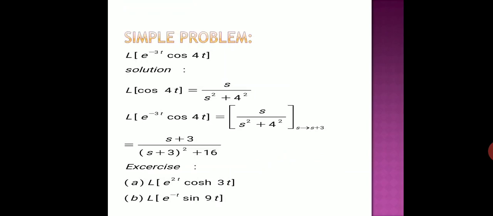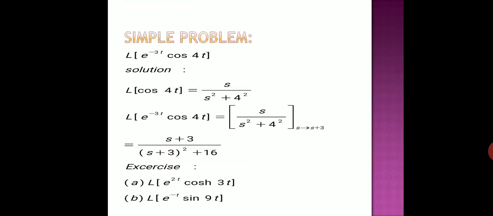Okay, L of e power 6t. Here also the same. L of e power at is equal to 1 divided by s minus a. Then with a replaced by 6 here, 1 divided by s minus 6 is the answer. Okay, simple problems for the shifting property.